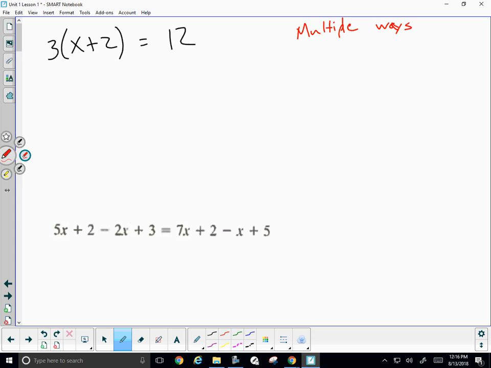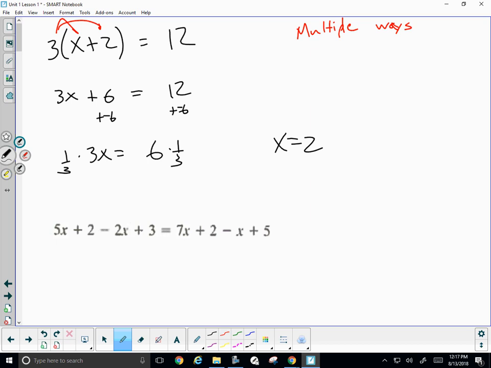Most of you, if you've already started this problem, have distributed this 3. You said, okay, I want to get rid of those parentheses, and I have 3x plus 6 is equal to 12. Then you want to undo the addition. That was the last thing that was done to the 3x, so I will subtract 6. And then I get 3x is equal to positive 6. And the last thing I can do is multiply by the reciprocal to get rid of the 3 and make it a 1. And I get x is equal to 2.